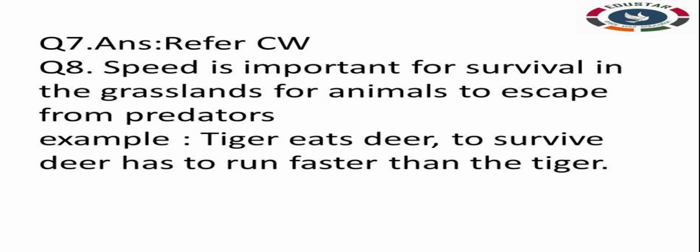Then eighth question, explain why speed is important for survival in the grassland for animals that live there. For this question, you can use the empty space in page number 94. Okay, use empty space in page number 94 and write the answer. Speed is important for survival in the grasslands for animals to escape from predators. For example, tiger eats deer. To survive, deer has to run faster than the tiger. Understood, children? So how to write?